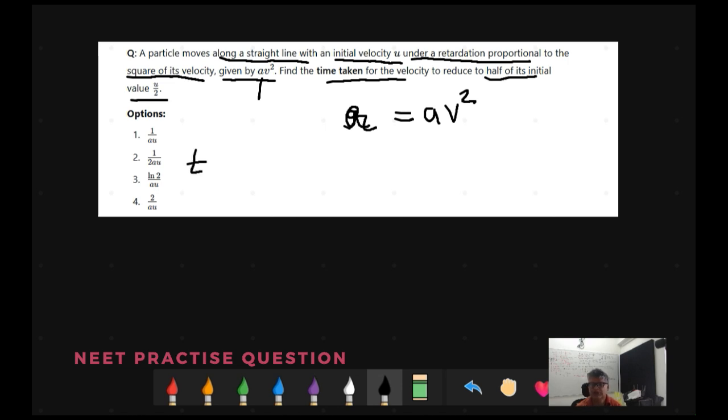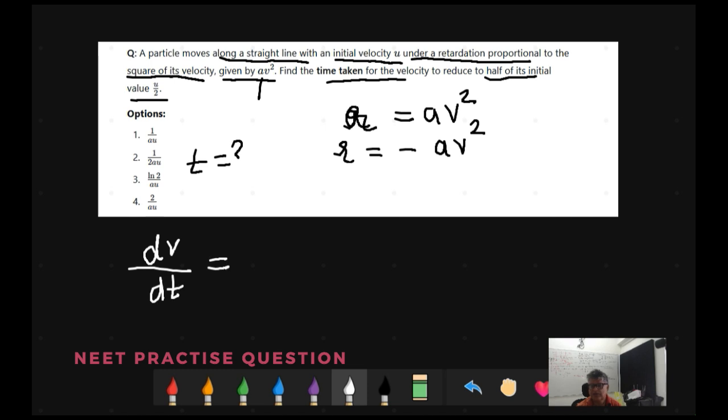So the focus of the question is finding the time. The retardation is given, so I will use r is equal to minus av squared, assuming the negative sign represents retardation. Let's see what happens. Now let's start solving this. As you can see, the retardation is proportional to v squared, so I can write retardation as dv by dt is equal to minus av squared.